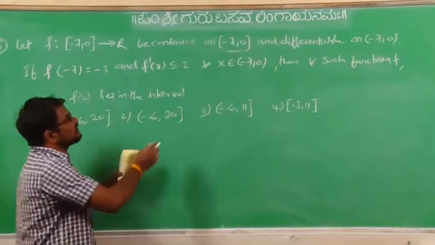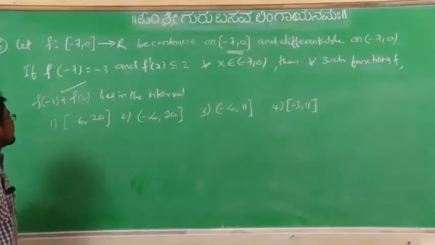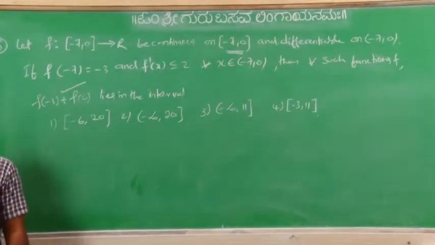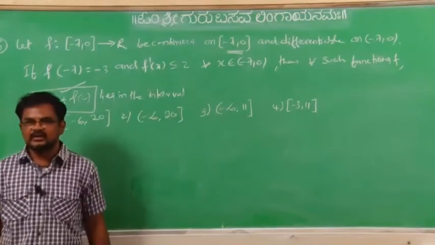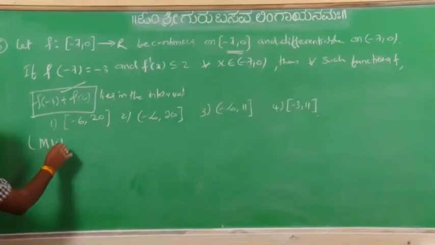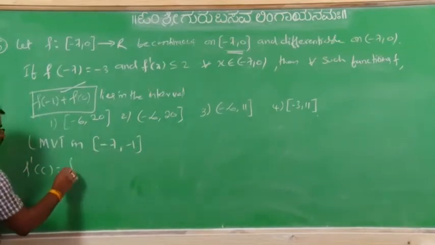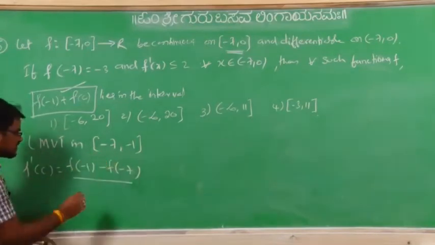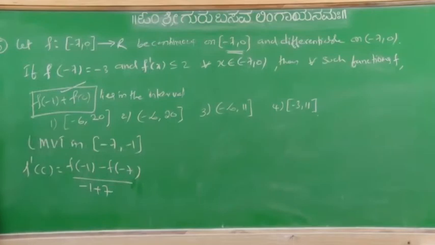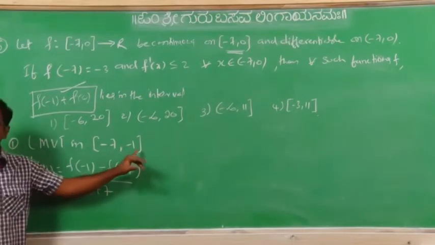The function is continuous from minus 7 to 0. So here which value is asked? f(-1) plus f(0) value. By this observation I am bifurcating this Lagrange's mean value theorem into two parts. So Lagrange's mean value theorem from -7 to -1: f'(c) equal to f(b) minus f(-7) divided by b minus a, that is -1 minus of -7, right? So first I am applying Lagrange's mean value theorem in the interval -7 to -1.